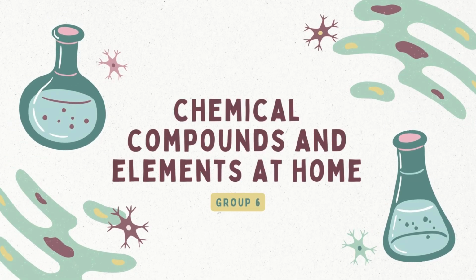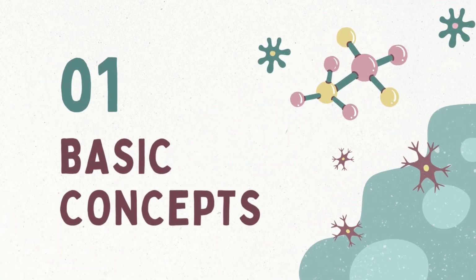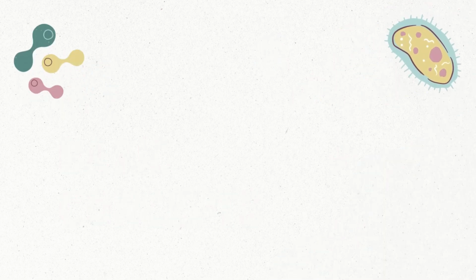In this video, we'll be talking about the chemical compounds and elements at home. This is Group 6 and this is our report. In the first part of this video, we'll be talking about the basic concepts. With that, let us first define what an element is.